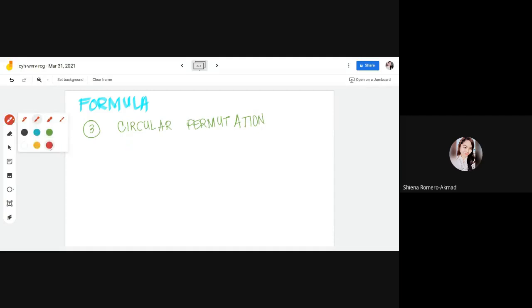Yung una ay yung permutation is equal to n-1 factorial. And this is usually used if you're arranging people in a round table or circular table. Okay?